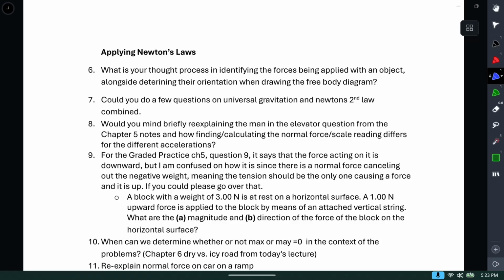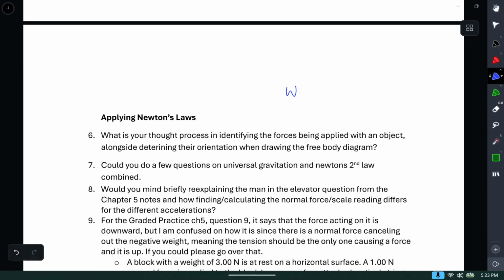As far as the orientation of the forces, each one kind of has a rule. So for weight, it's just down. For tension, it's along the rope. And it's in the pulling direction. You can't push something with a rope.